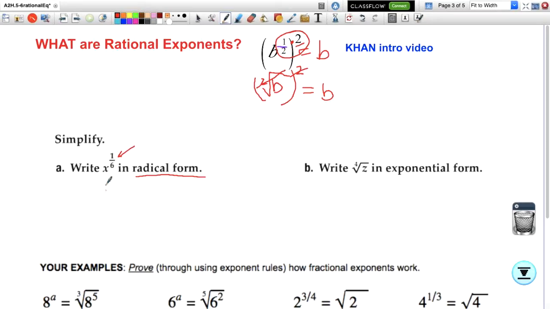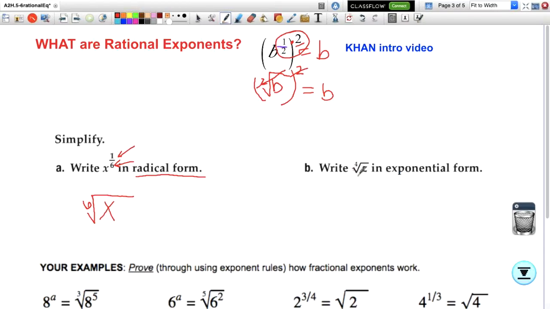So the first thing you're going to do is take whatever your base number, x, is. That's going to be in your radical sign. The denominator is going to be your index number, and the numerator would be the power attached to your x. So this just becomes the 6th root of x. Okay? And we can also work backwards.